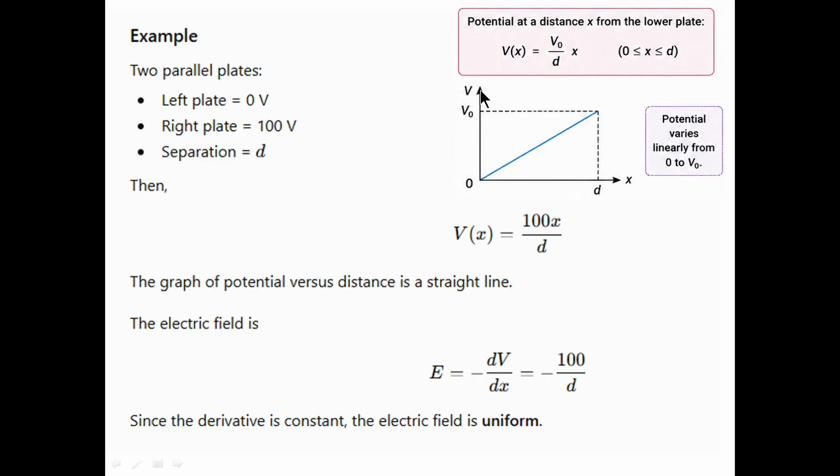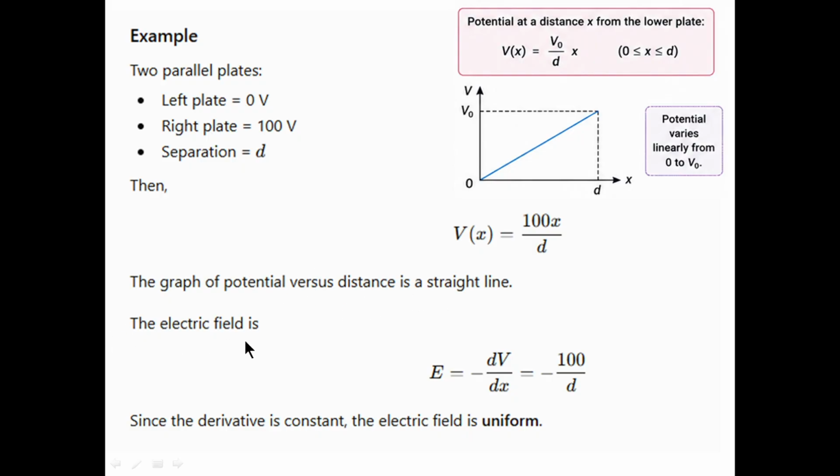Now if we plot a graph between potential V and separation d, we get a linear straight line. So the potential varies linearly from 0 to V naught, and we use these values in this formula. We get Vx is equal to 100x upon d. The graph of potential versus distance is a straight line.